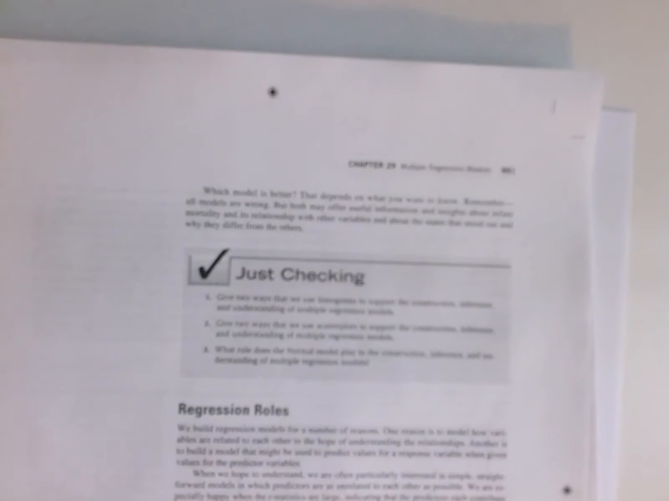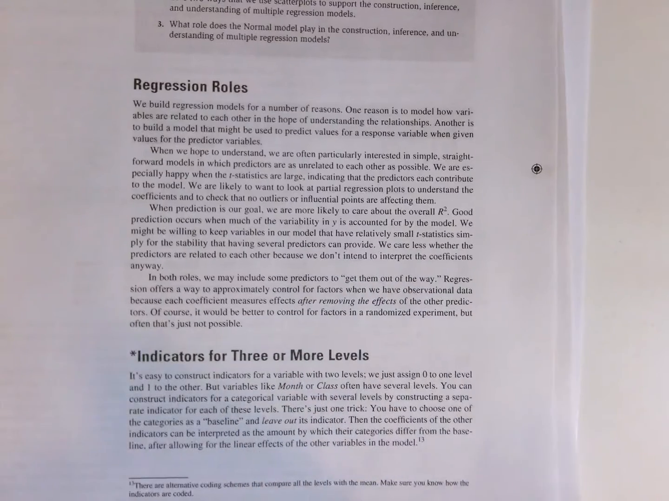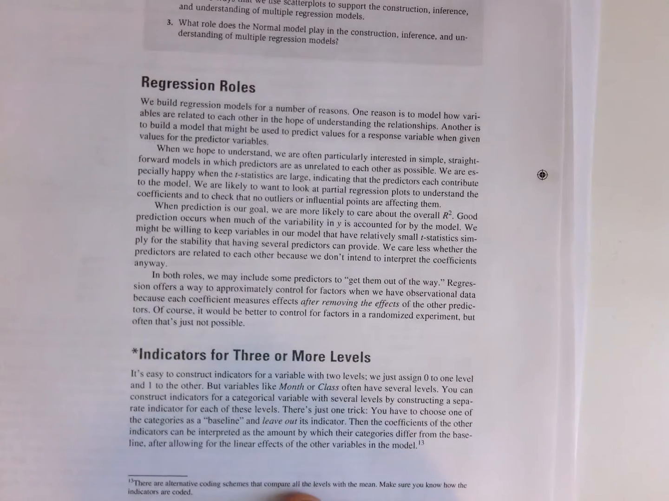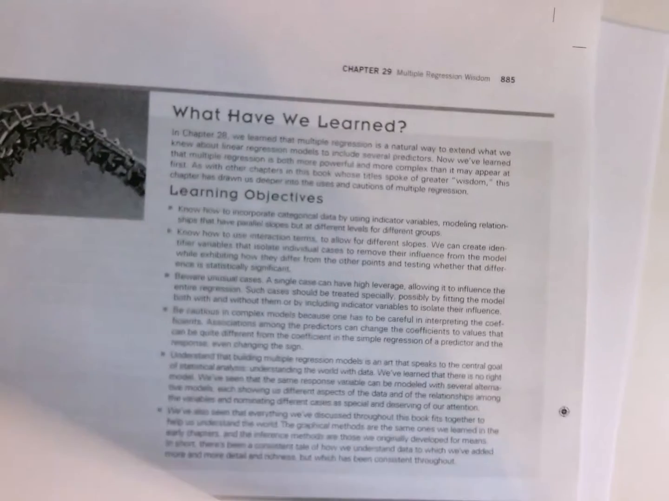The Just Checkings are always a very helpful way of making sure that we have a good understanding. And then lastly, but really important, we can think about indicators from 3 or more levels. This is really like the equivalent of an ANOVA if that was the only predictor in the model. But we're going to be using this fairly commonly. And then we have to think about some other issues about collinearity and other things.